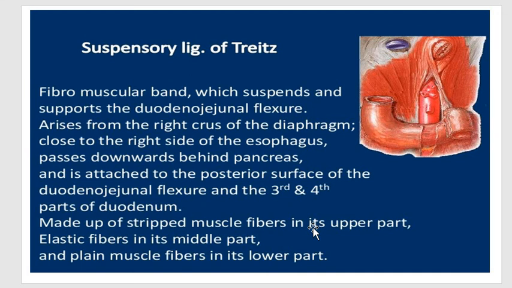Now the last very important thing somebody can ask you about: what is the suspensory ligament of Treitz? You can see this suspensory ligament of Treitz. This is a fibromuscular band, nothing else, which suspends the duodenojejunal flexure. Now how does this band arise? It arises from the right crus of the diaphragm, to the right side of the esophagus. The dome-shaped structure with openings that you see above is the diaphragm.